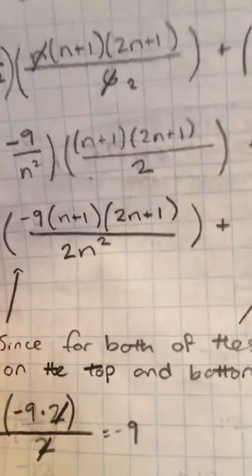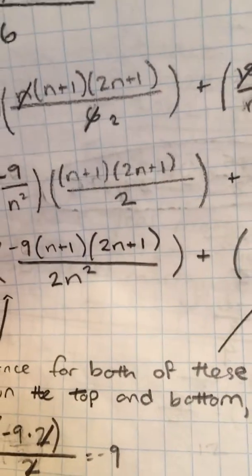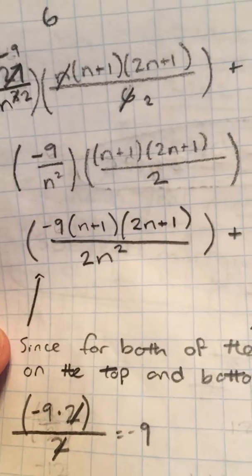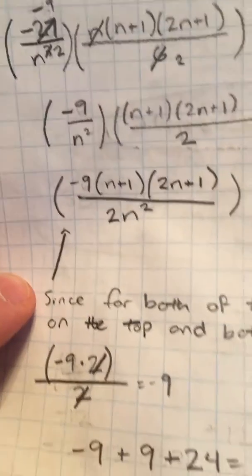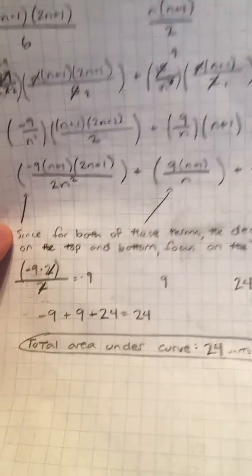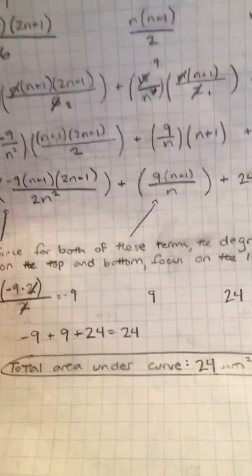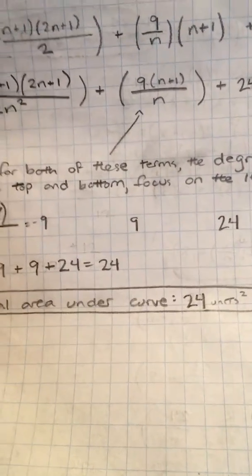Same goes over here. We only focus on the leading coefficient as n gets really, really big because, like this one, the degree is the same on both the top and the bottom. Now, over here, when we multiply all the leading coefficients out, we get -9. Over here, we get 9, and here we get 24. So now, when we add these three things together, like we're supposed to, to find the exact area under the curve, we get 24 units squared.